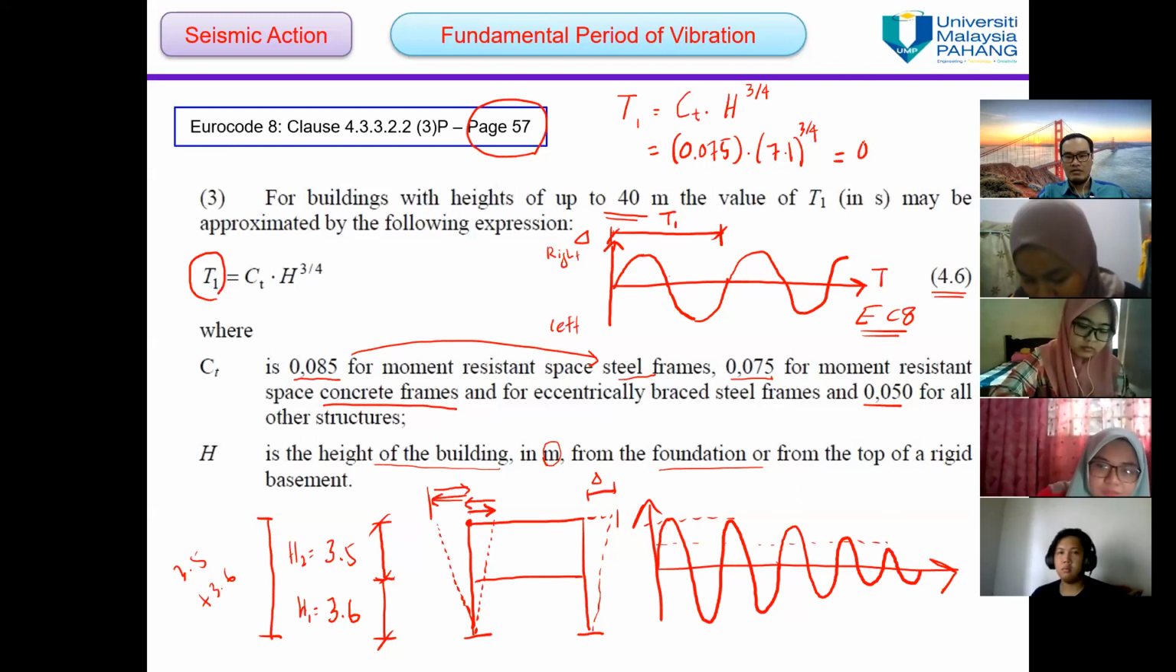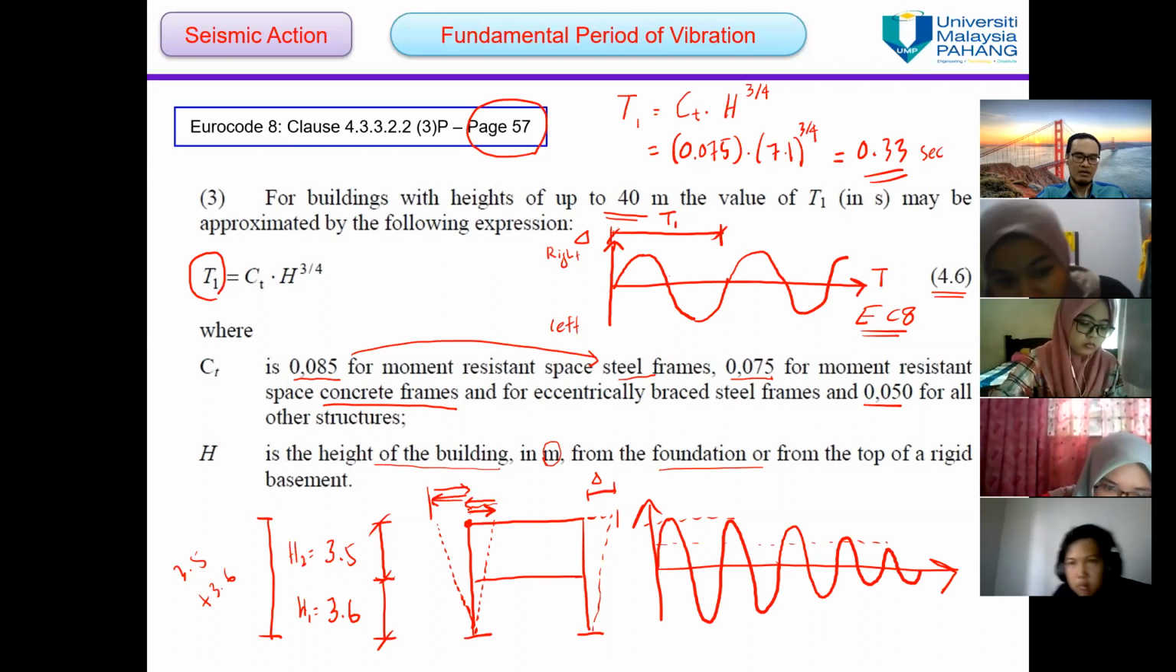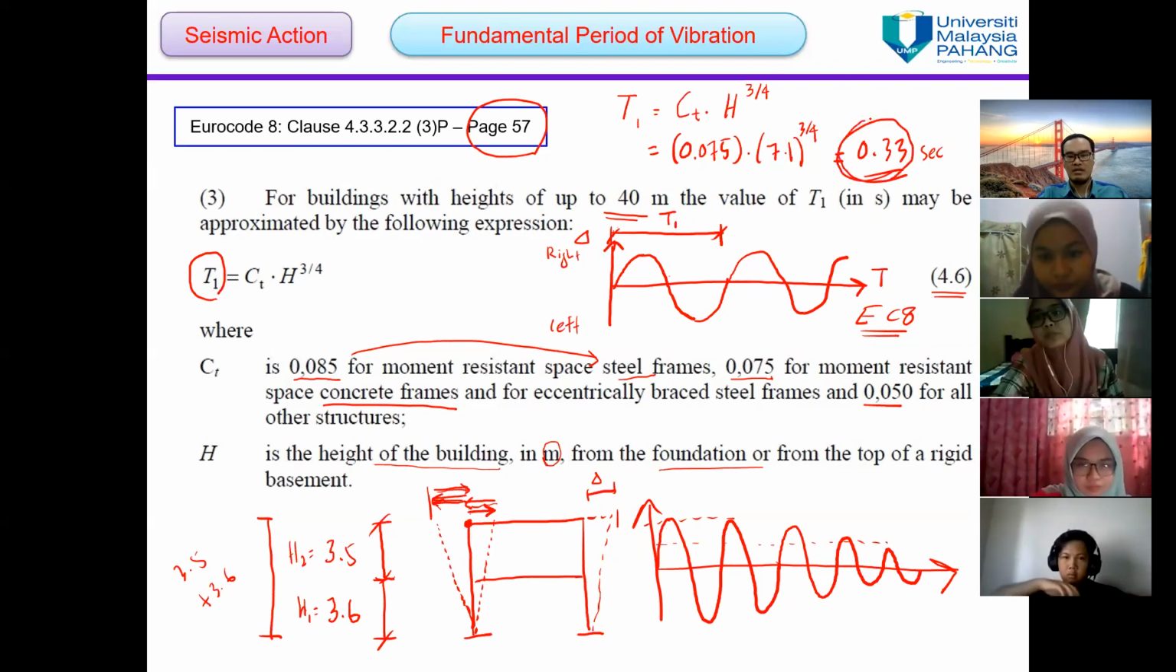So what is the value of T1? 0.326. So it means the time taken for this building to vibrate from the original position to the left, to the right, back to the zero position, then to the left, and then back to the original position again is 0.33 seconds. All right.